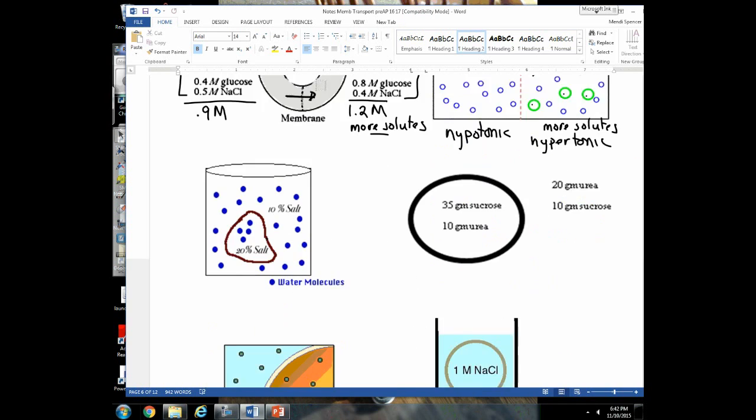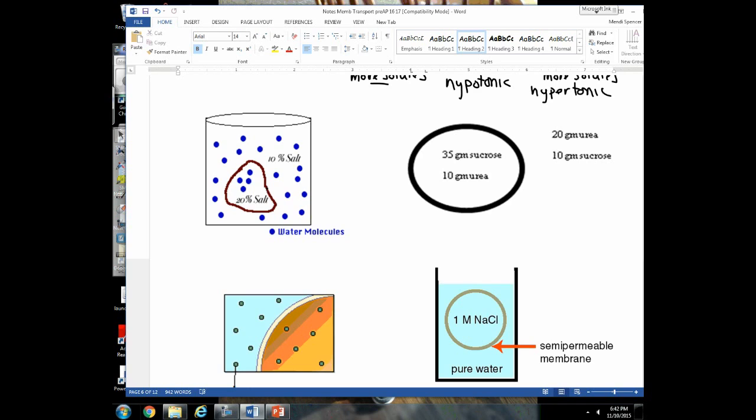A few more. So let's predict which way, again, water is going to move. There's more solutes inside. Solutes suck water. So let's show water moving into that cell. And we're going to do some math here. We have 45 grams of solutes inside, 30 solutes outside. So there's more solutes inside. Show water moving in. That inside is hypertonic compared to the outside.